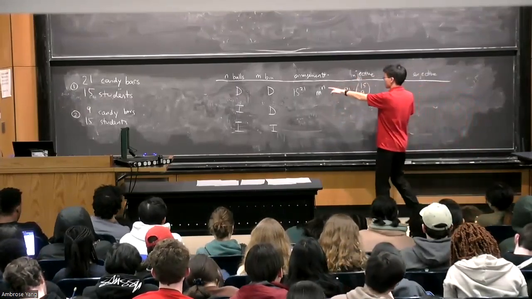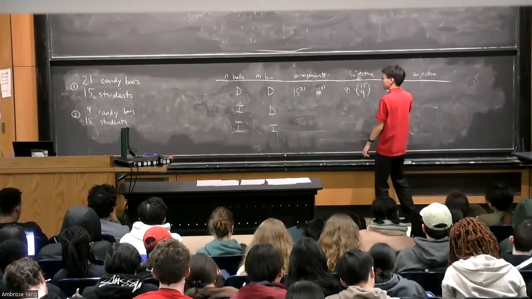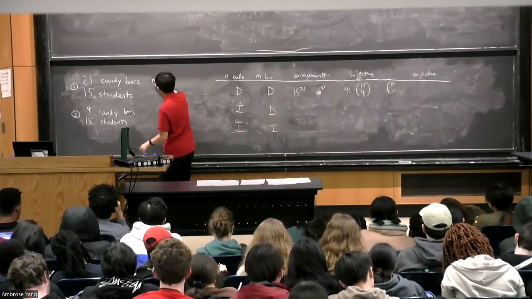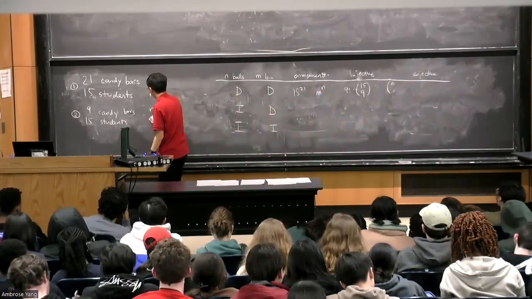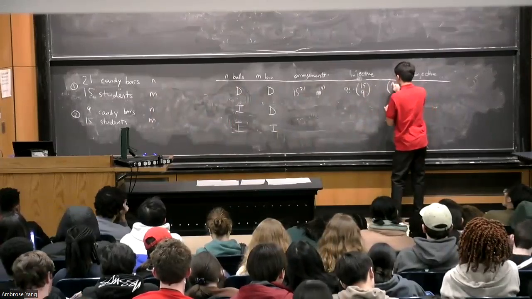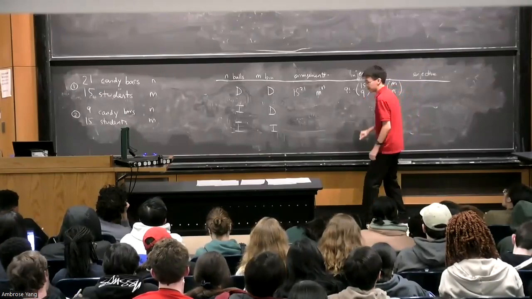I generalize this. Here, this is n. Candy bars are the balls, students are the bins. So it's m choose n, times n factorial.